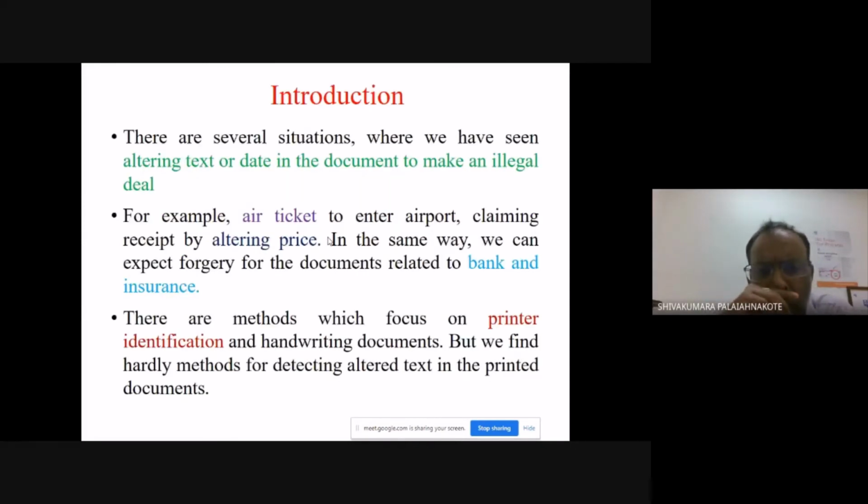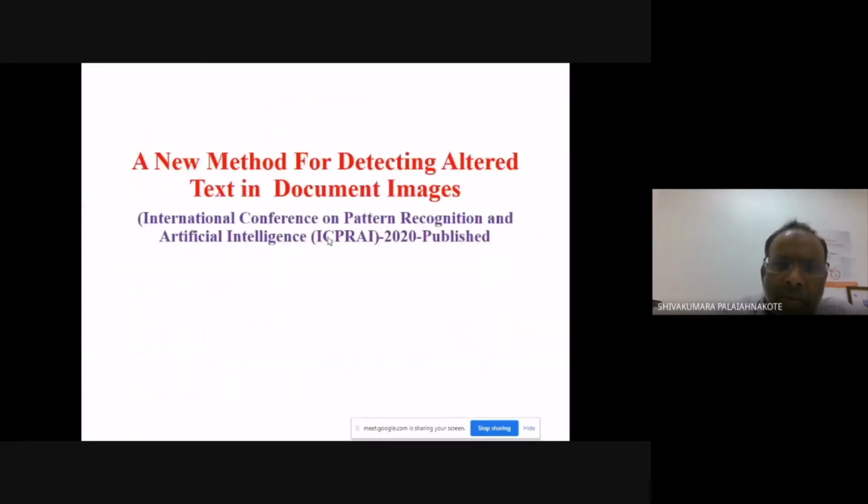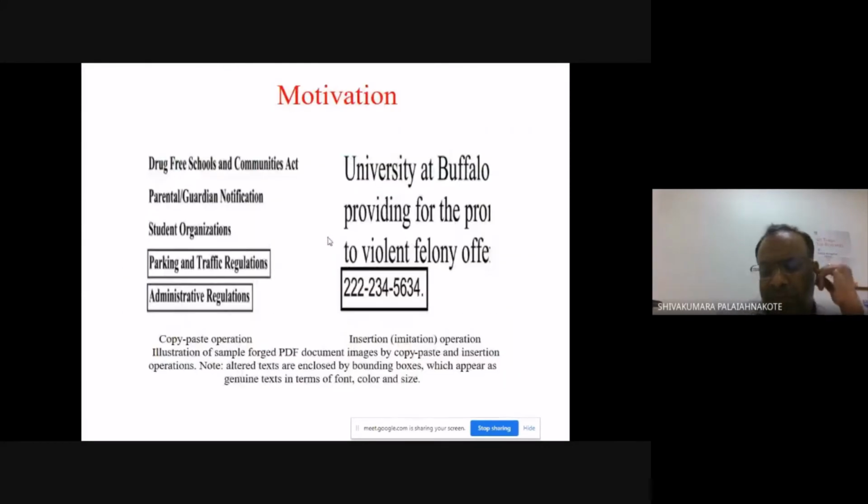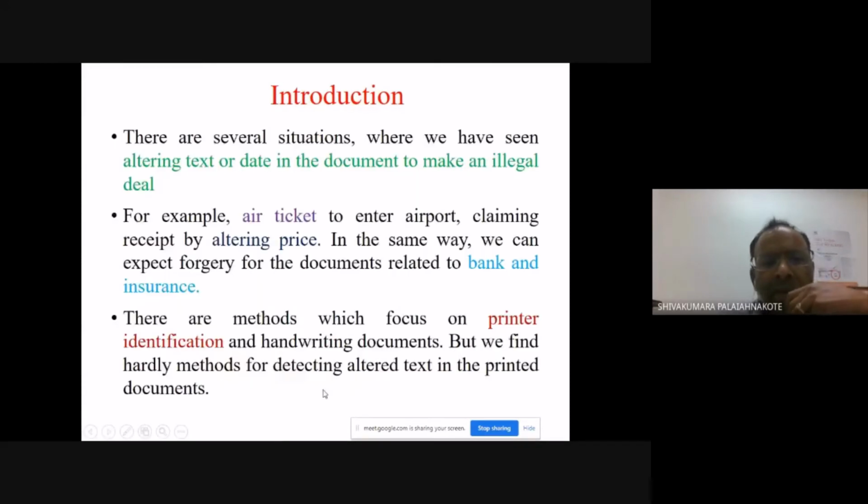Here the input is a PDF document. I think PDF, right? Yes, a PDF document. See, this is exactly the air ticket problem. Initially, when I was giving the introduction, I gave an example, right? The air ticket problem. This is exactly that.